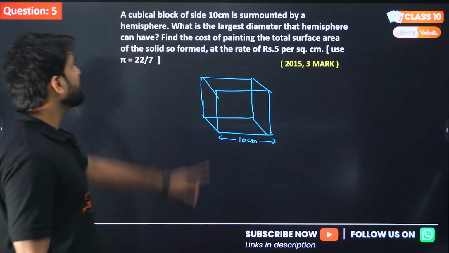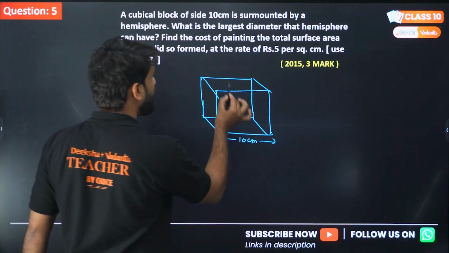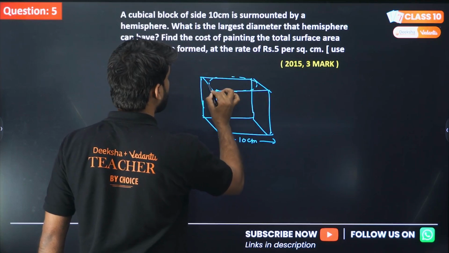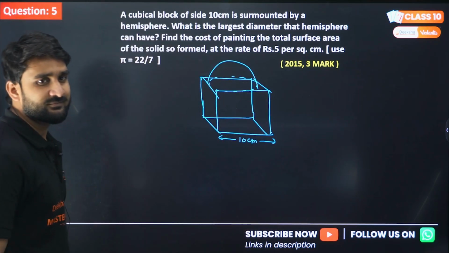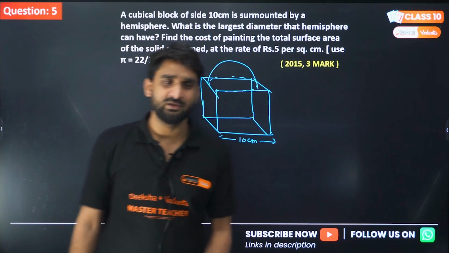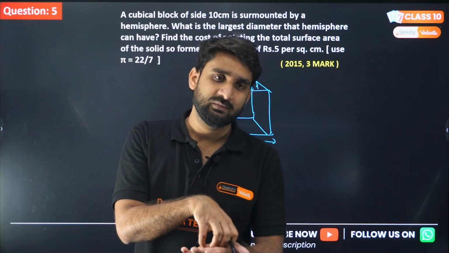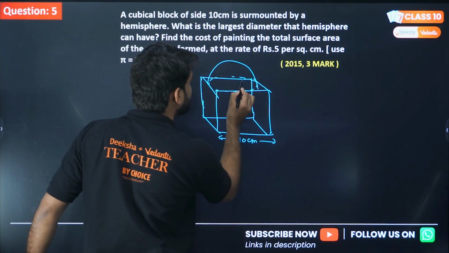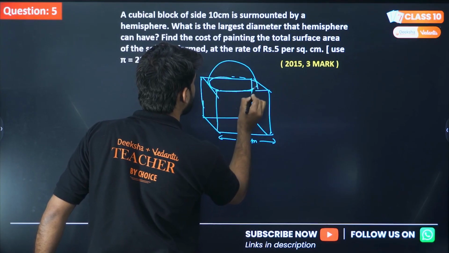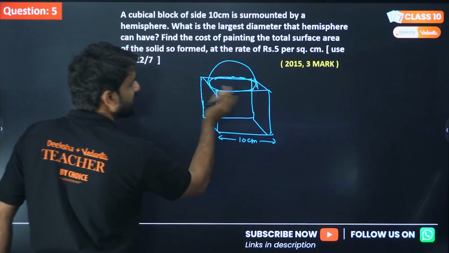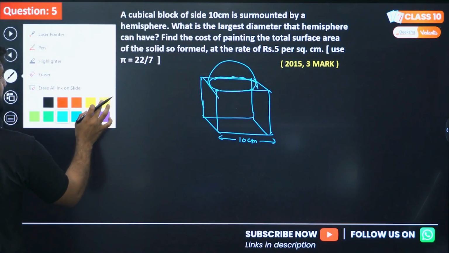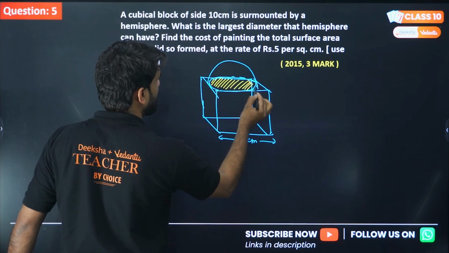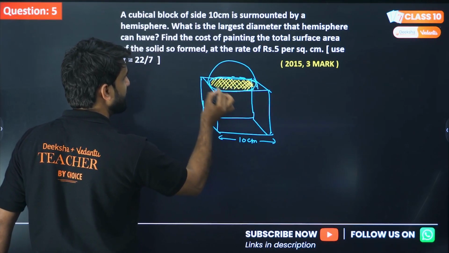Now, surmounted by a hemisphere means we are surmounting a hemisphere at the top this way. And you know, if you are surmounting a hemispherical body on a cubical block, the circular portion will be here. So this will be a perfect circle. I'm not able to draw the diagram in 3D, but look, you can visualize. Let me color the hemisphere with yellow color. Now I hope you have understood it. So this is the circular portion of the hemisphere.